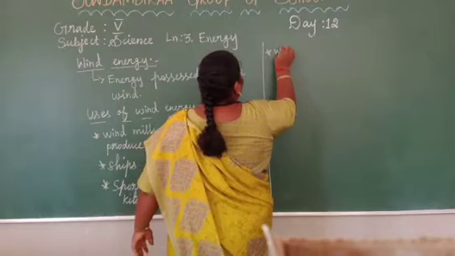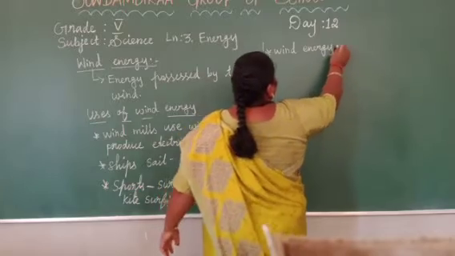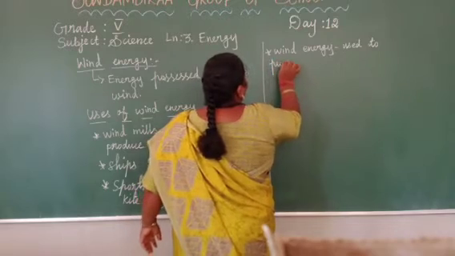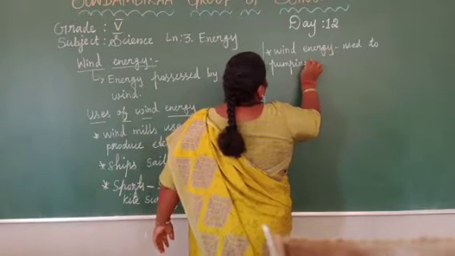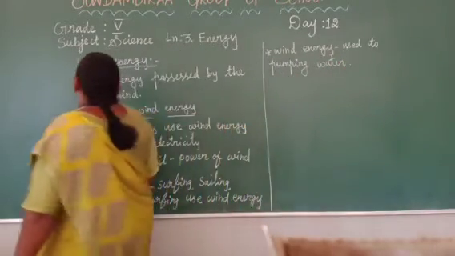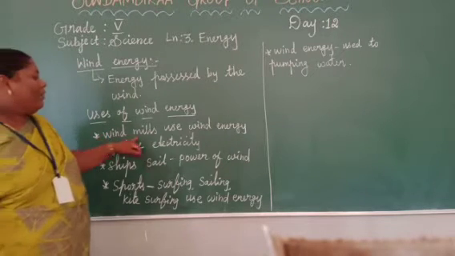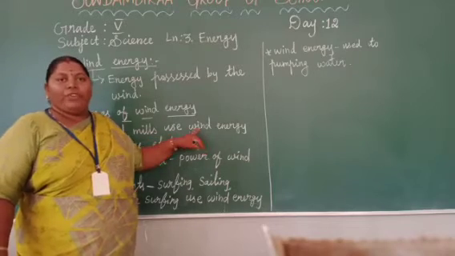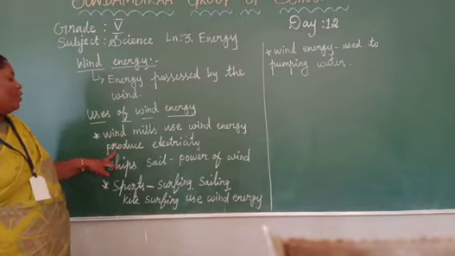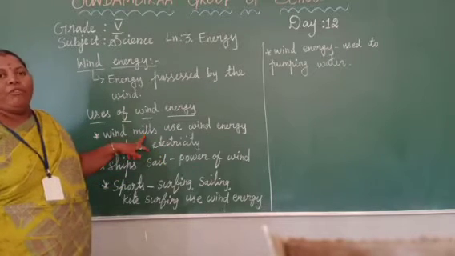Next point, wind energy is used for pumping water. So these are the uses of wind energy. The first point, windmills use wind energy. The rotating fan uses wind energy only, so they generate electricity. Most electricity is produced from windmills.